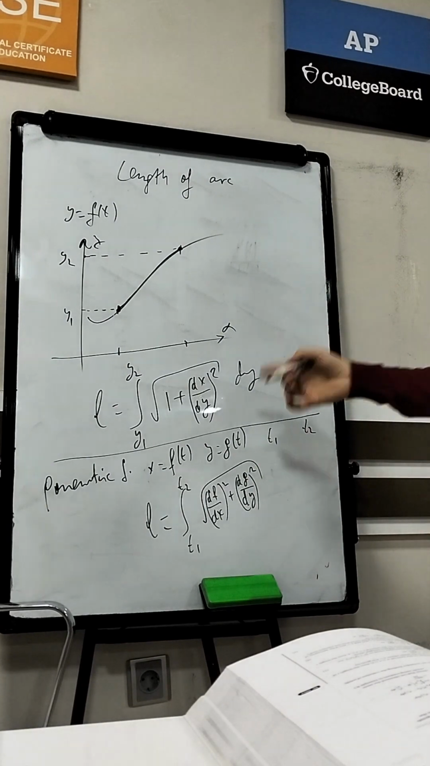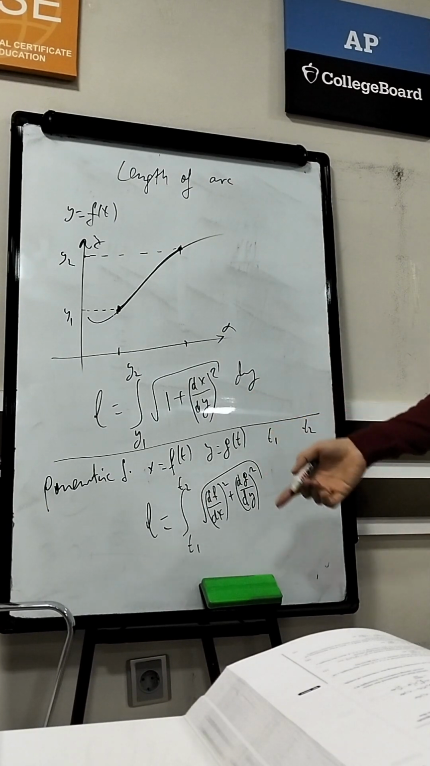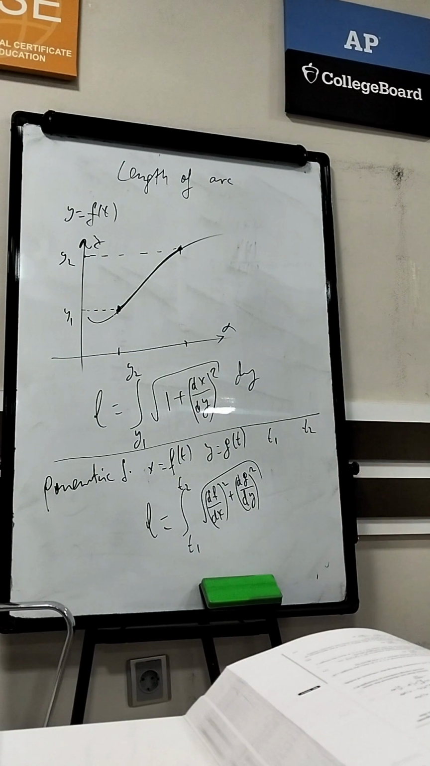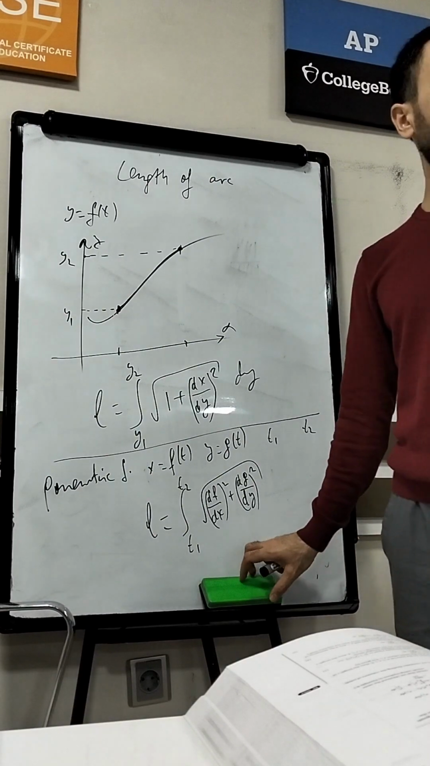Is it okay? You will find both derivatives, square of them. Okay, you will calculate like this. Any question? Let's do some examples. Can I raise all of them?